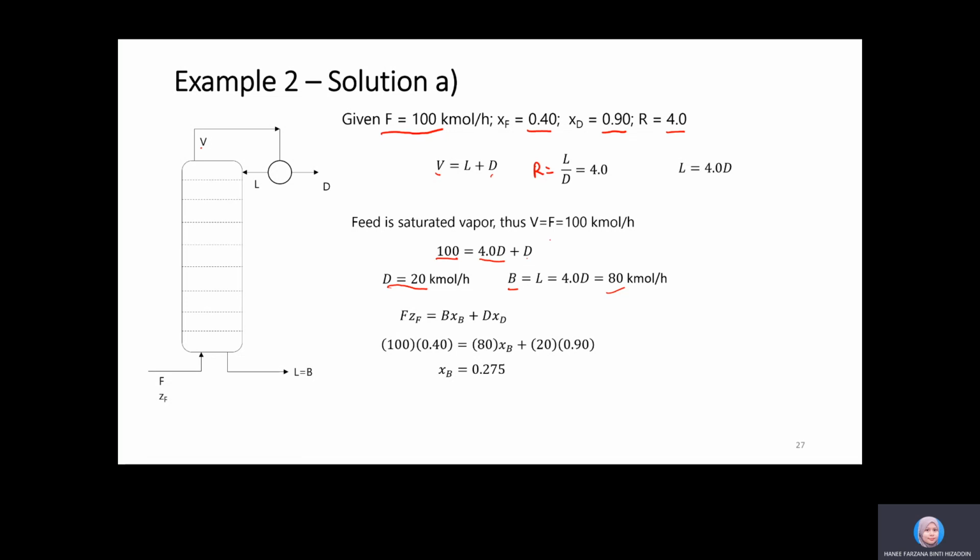And then you can do a component balance. F ZF equals B XB plus D XD, like the normal distillation column. You know XD, you know XF or ZF. Now you don't know XB, so the unknown XB equals 0.275. So that is part A.